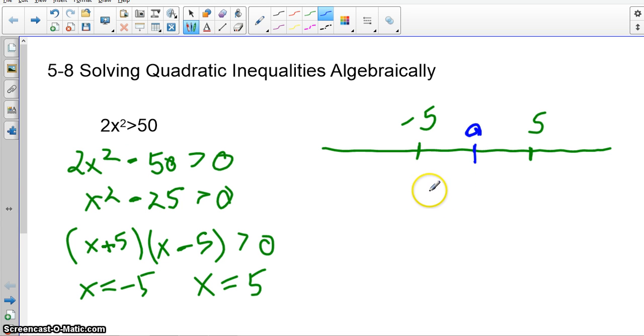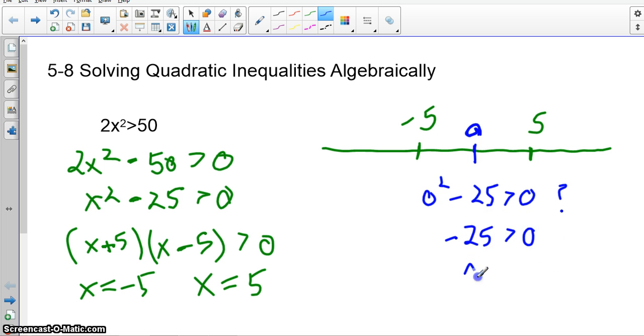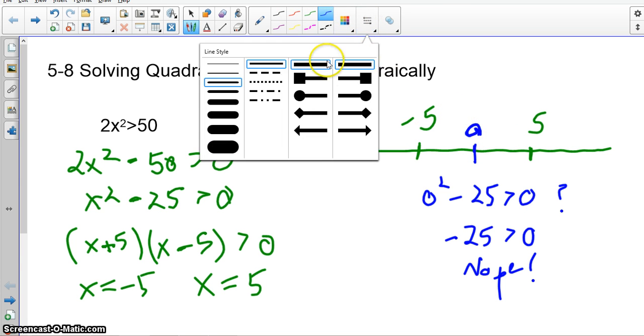So I do, well, 0 squared minus 25. Okay, is that greater than 0? And the answer is correctamundo. It sure is. Oh, wait, no, it's not. What am I saying? It is not. Nope. Okay, that's a false statement. If you plug in a number in here, it is not true. Okay, it is not true that negative 25 is bigger than 0.